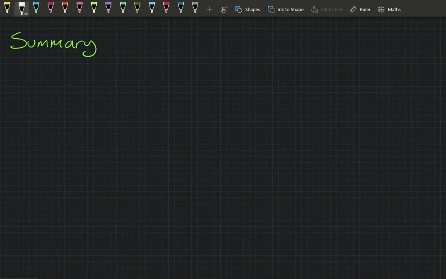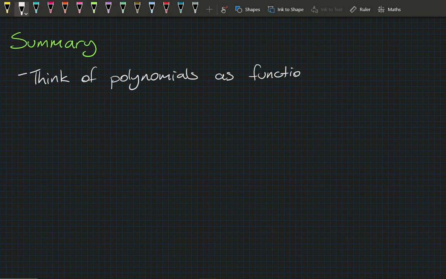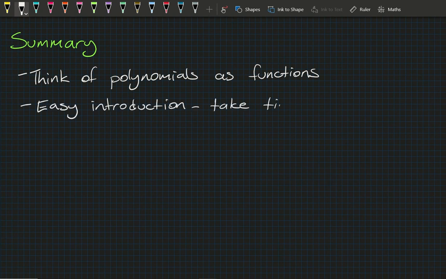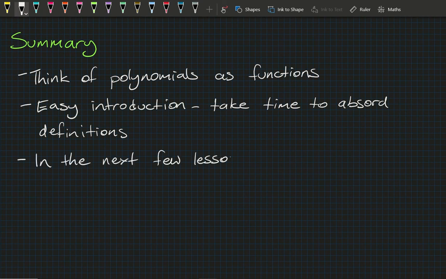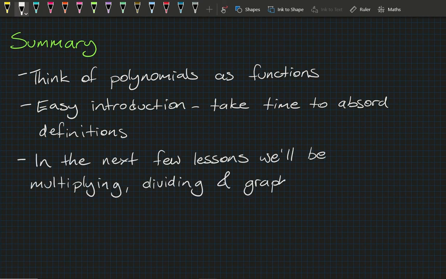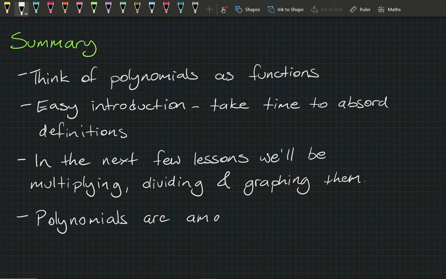So there's a reason why I did jump from chapter 7 to chapter 10, and that's because we covered functions first, because I really want you to think about polynomials as functions. And you saw how easy that made it when we just subbed in an x value with the brackets like that. Now, this is an easy introduction, but really take some time to absorb the definitions here, because in the next few lessons, we're going to be multiplying, dividing, and graphing them. And I don't know if it looks like it to you right now, but trust me, polynomials are amazing.